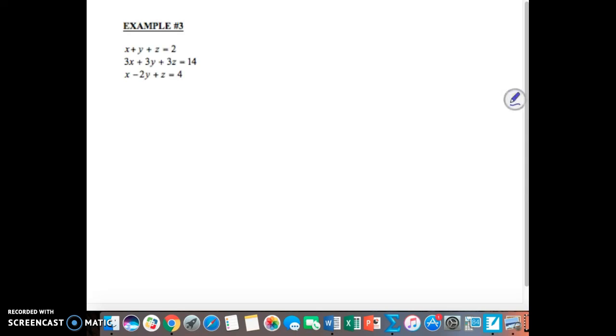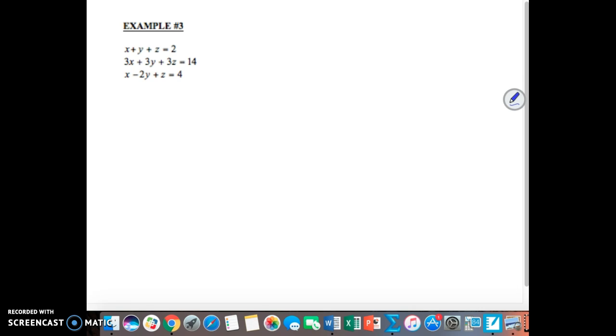This is the second part of section 9. JSteele's Precalculus section 9.3. We're dealing with solving systems of linear equations with several variables. So we're on our final example, number 3. And our goal is to eliminate 2 variables so we can just solve for one single variable.